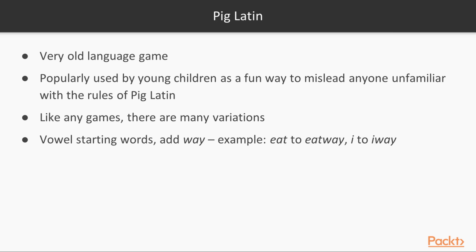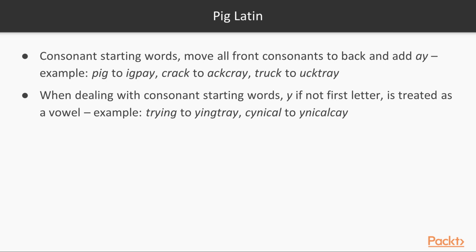So for any words that starts with a vowel, we will add way to it. So example would be eat will become eat way. I will become I way. For any consonant starting words, we're gonna move the consonants, either one or the group of them, to the back and add AY. An example would be truck will become uck tray. When dealing with consonant starting words, the letter Y behaves like a vowel. That's a special rule, so that more fun in our programming.